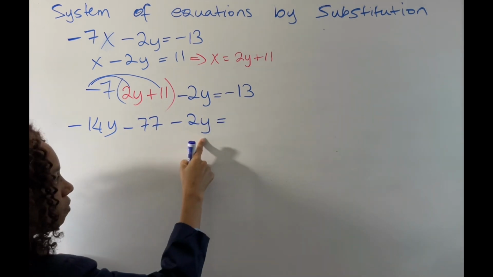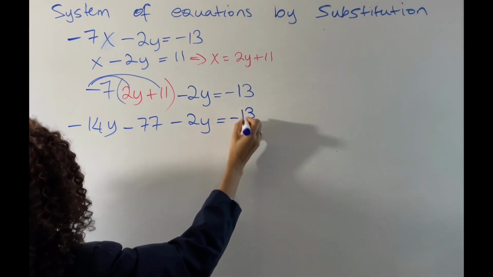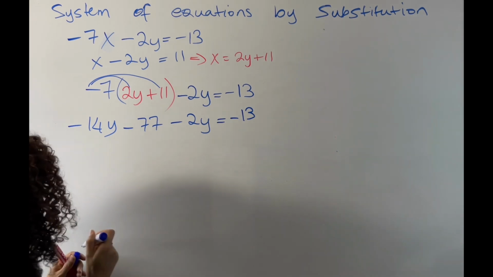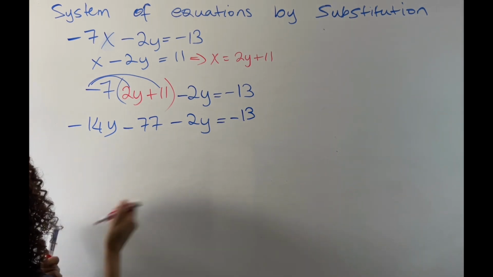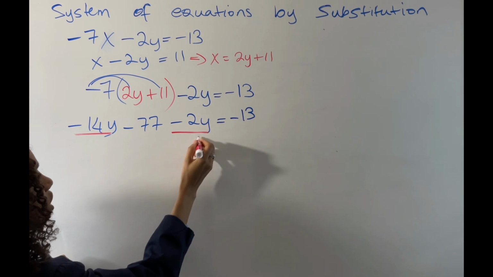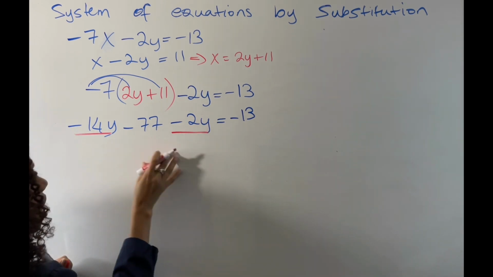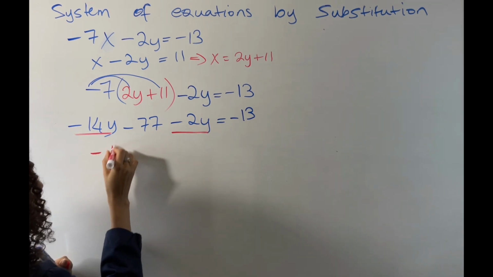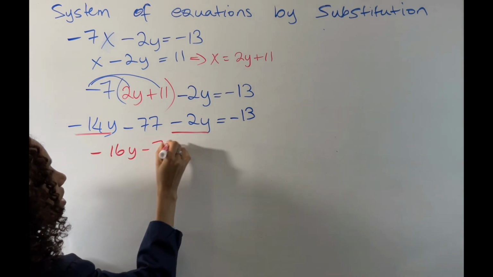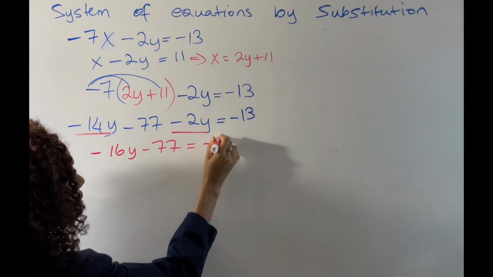You must bring down the negative 2y minus 13. Combine your like terms. All right, look for your like terms. These are your like terms right here. So you're going to combine them. You will end up with negative 16y minus 77 equal negative 13.